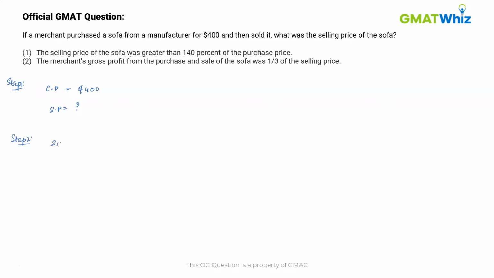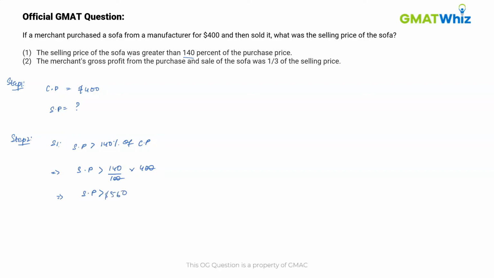Statement 1: we are given that the selling price of the sofa was greater than 140% of the purchase price. If we translate the given statement to an equation, we have the selling price greater than 140% of the cost price, or the purchase price. From this, we have SP is greater than 140/100 times 400. The zeros get cancelled and we have that SP is greater than $560.